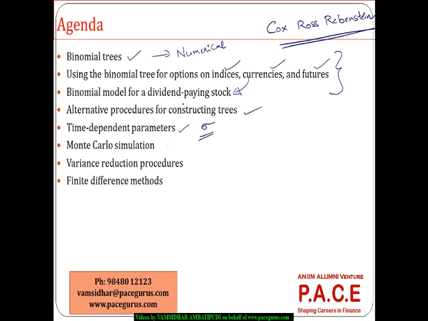Then the second of the numerical procedures. So up to here I am looking at the first numerical procedure, which is the binomial trees. The second of the numerical procedures which we are going to focus on is the Monte Carlo simulation, and the third one we will focus on the finite difference methods. So these are the three major aspects which we are going to discuss as a part of the numerical methods.